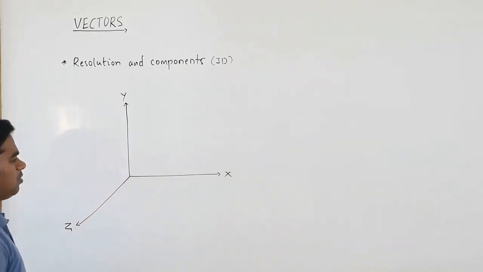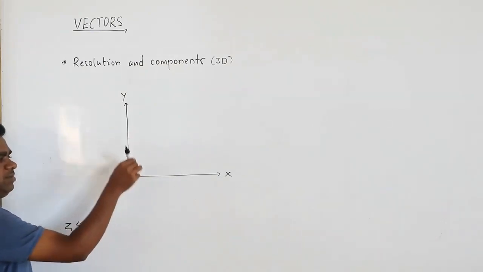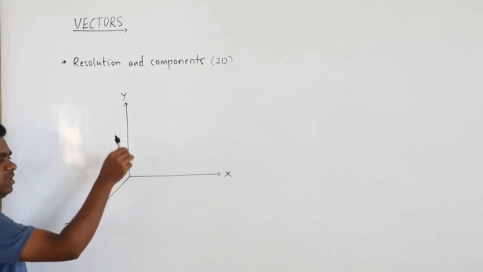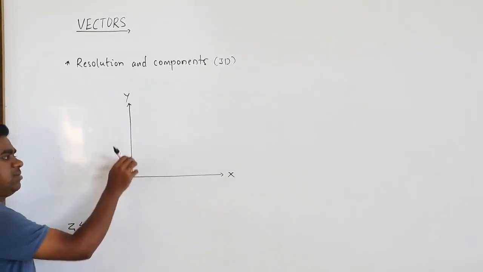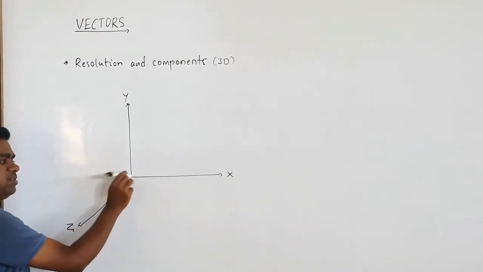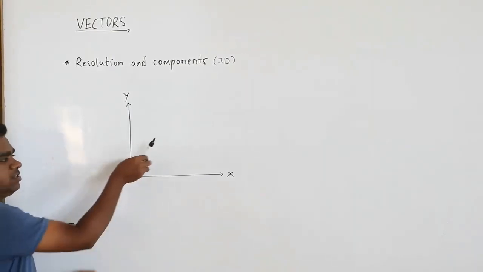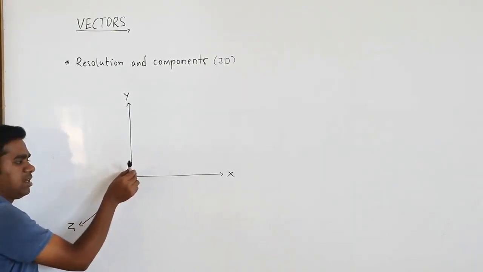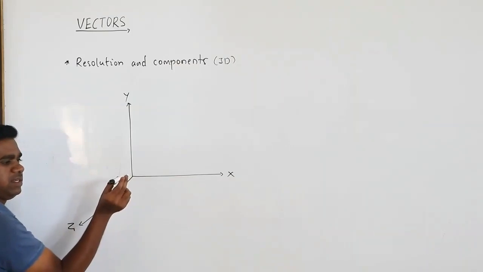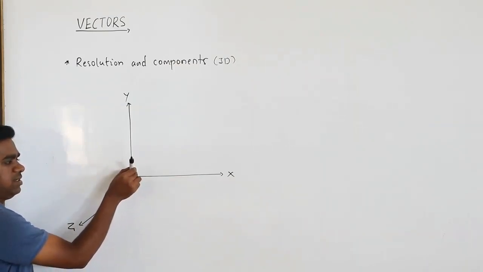Now the vector will be like this. It will be here. It makes some angle with x, some angle with y, and some angle with z. This is the vector. It is not like this. It is coming out of the board, but not perpendicularly. It is making a corner.